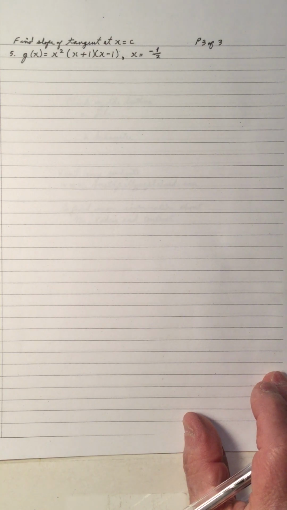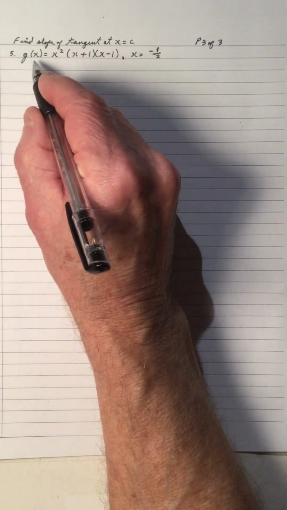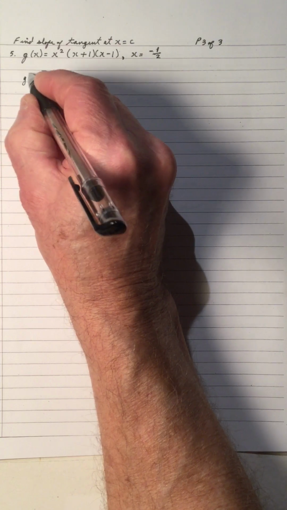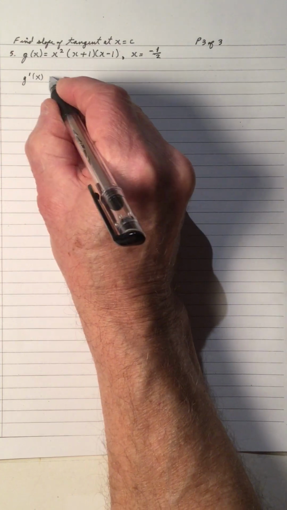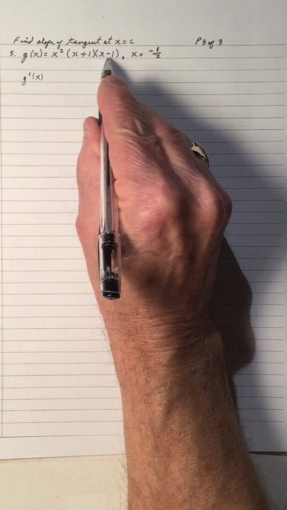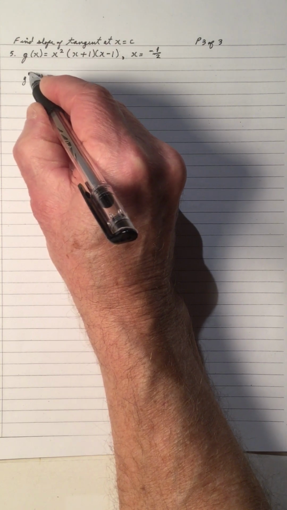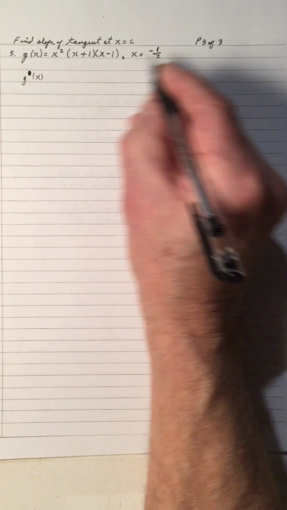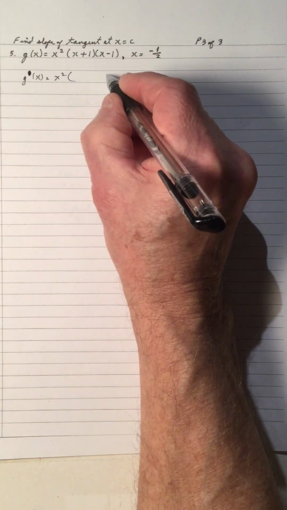And let's continue. Find the slope of the tangent at x equals a half. On this one again, we have the derivative is the slope of the tangent. So we do the derivative. Now, we have a product here. So I can't do the derivative yet. No. So I have to multiply this out.